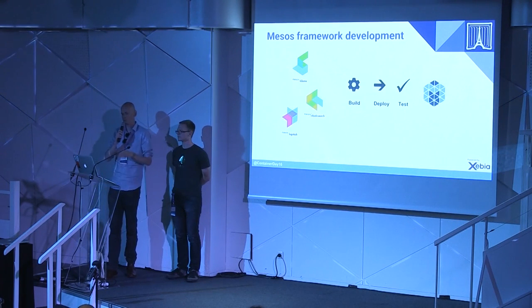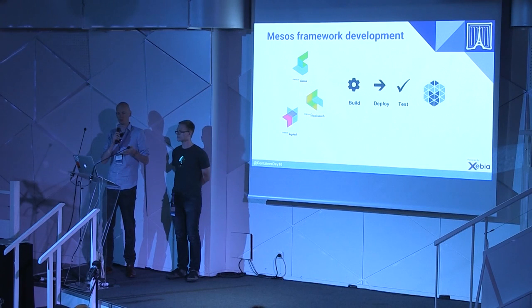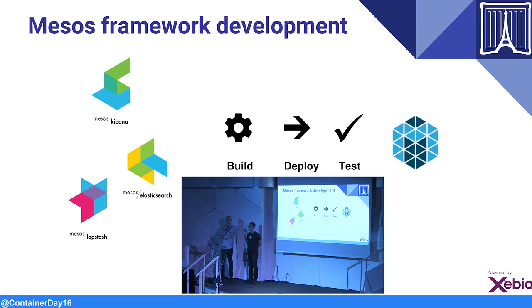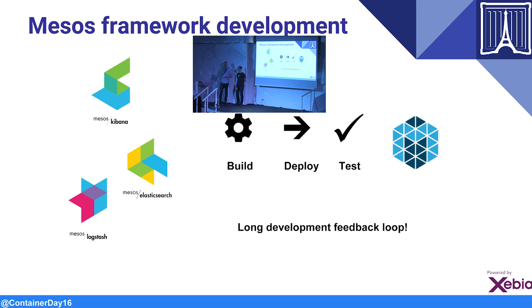So typically, this is what your development process looks like when you write a Mesos framework. You have these frameworks on the left. You would build the code, you would build jar files, for instance, or Docker images. Then you would deploy them to some massive Mesos cluster somewhere, which would also take some time. Then you test them, you click on the UI, you test. And then maybe it works, maybe it doesn't. Then you need to go back to your IDE again and make a change. And this whole cycle takes way too long.